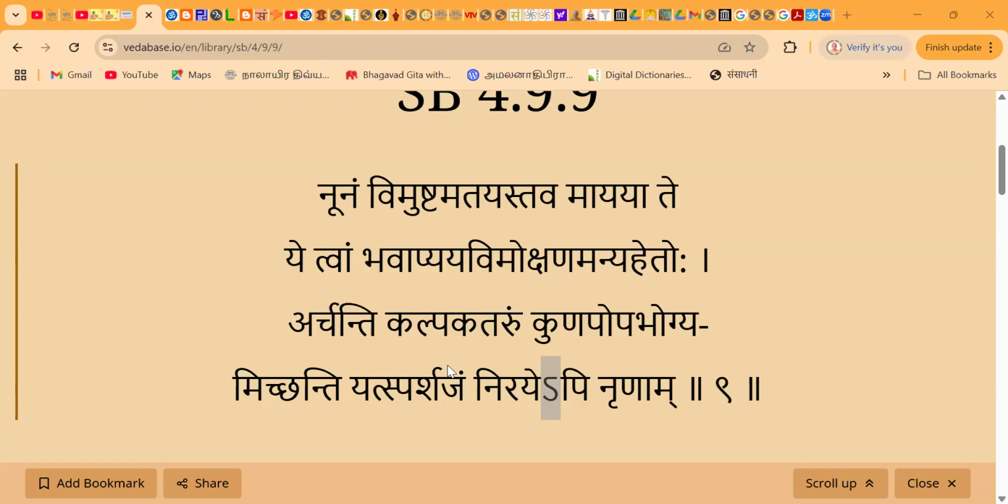Chaturvidha bhajante mam jana sukrutinorjuna, arto jijnasur artharthi jnani cha bharatarshabha. A person in distress, a person seeking some wealth, a person who is inquisitive, and a person who is really searching for knowledge.